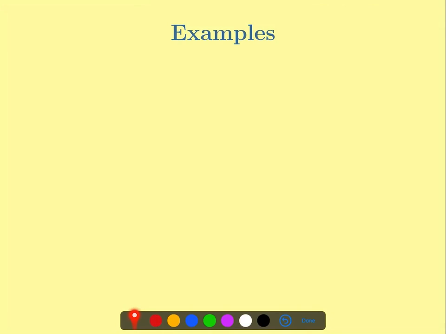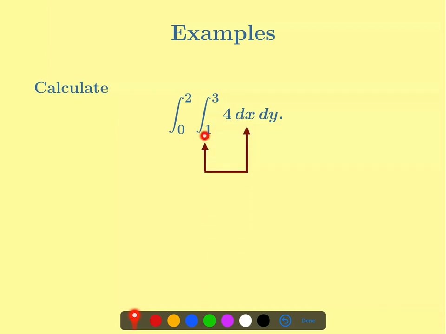So let me do some examples. Here's the first example. And for these examples, all we know at this point is that this represents some volume. What I was alluding to earlier, the inside limits of integration here, 1 to 3, are telling you what's happening with the inside dx here. So x is going from 1 to 3. And the outside limits of integration go with the dy, so y is going from 0 to 2.